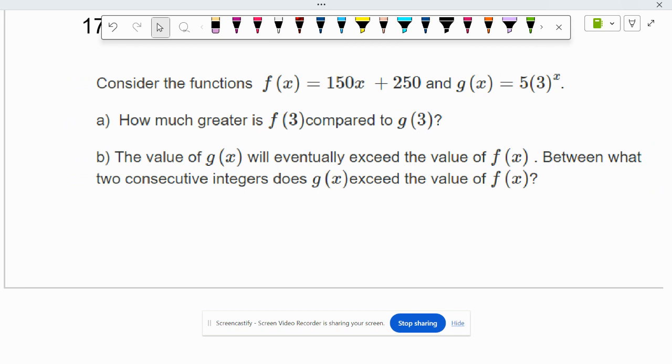What is it asking me to do, actually? What do you think, Braden? Tell me what it's asking us to do. What do you think, Matthew? When it says f of 3 or g of 3, what is it really asking me to do?